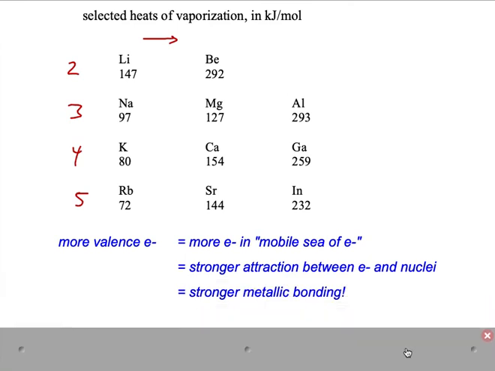So just as we use the lattice energy to compare the relative strengths of ionic bonding in ionic compounds, we're going to use the heat of vaporization to measure the relative strength of metallic bonding among different metals. That's all for ionic and metallic, and in our next video we'll talk about covalent bonding.